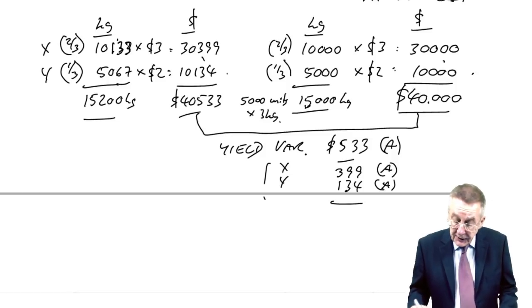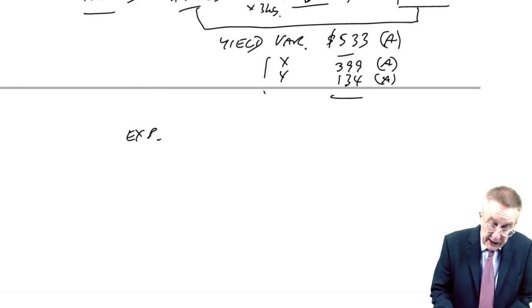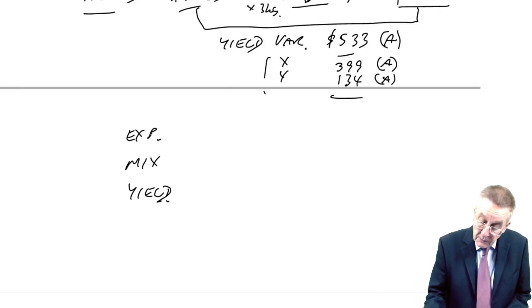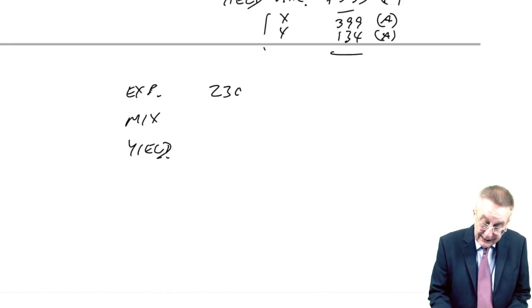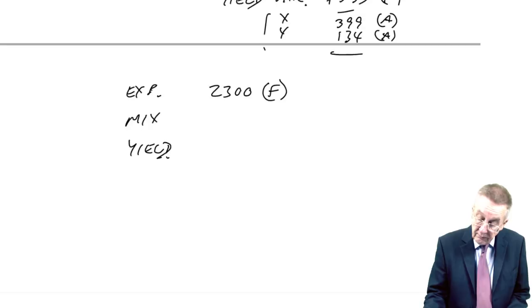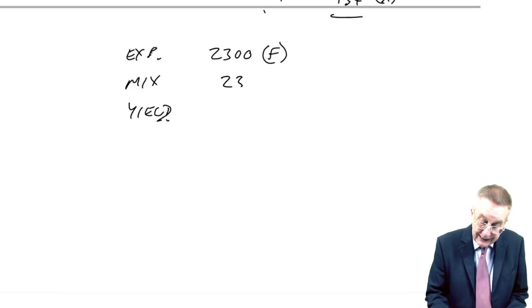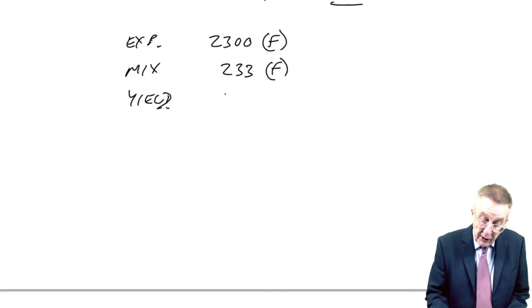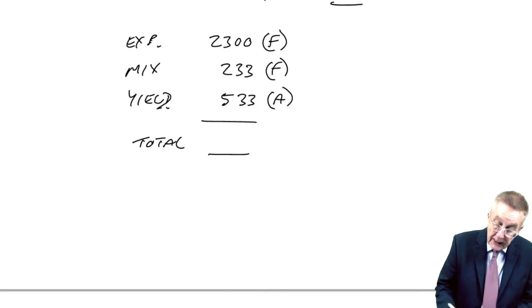Okay, a couple more things to say. First of all, let's just summarise and check it works. We've calculated expenditure variance, a mix variance, and a yield variance. Expenditure was 2,300 favourable. Mix variance 233 favourable. Yield variance 533 adverse. And so overall, what's the total variance?